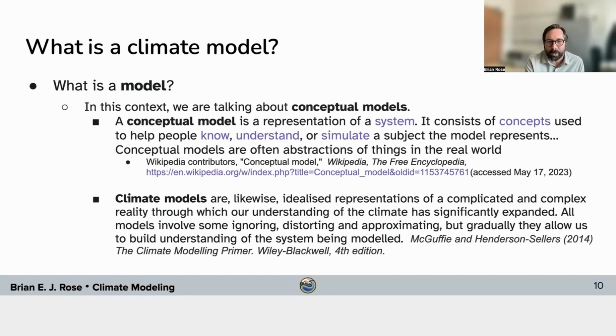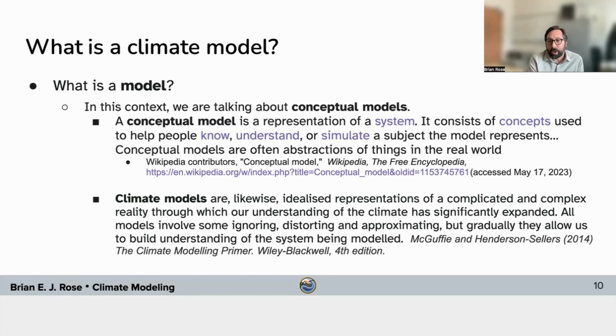Next, what is a model, right? The word model means a number of different things in the English language. In the general sense, we're talking here about a conceptual model. A conceptual model is a representation of a system, consisting of concepts used to help people know, understand, or simulate a subject the model represents. Conceptual models are often abstractions of things in the real world.